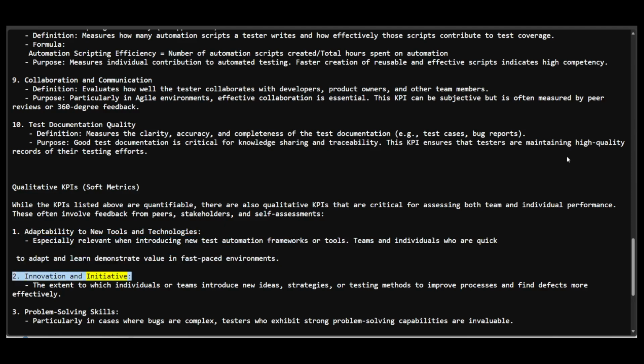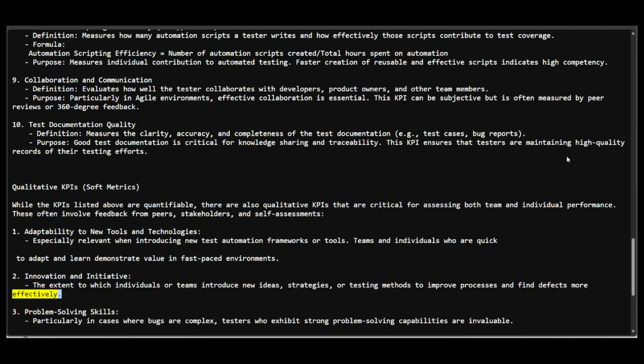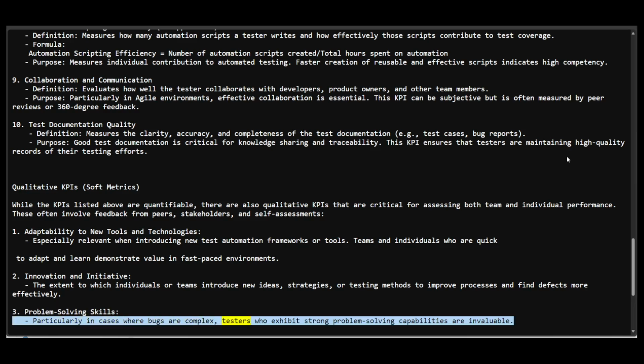2. Innovation and initiative: the extent to which individuals or teams introduce new ideas, strategies, or testing methods to improve processes and find defects more effectively. 3. Problem-solving skills, particularly in cases where bugs are complex. Testers who exhibit strong problem-solving capabilities are invaluable.